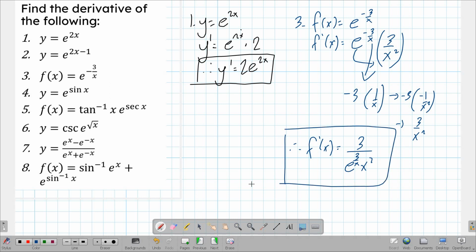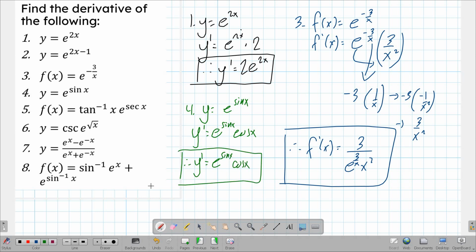There we go. For number 4, we have y is equal to e raised to sine x. Following our rule, y prime would become e raised to sine x times the derivative of sine x, which is cosine x. And that's it. So therefore, y prime is equal to e raised to sine x times cosine x. So there you go. The rest of the items are for you to practice.